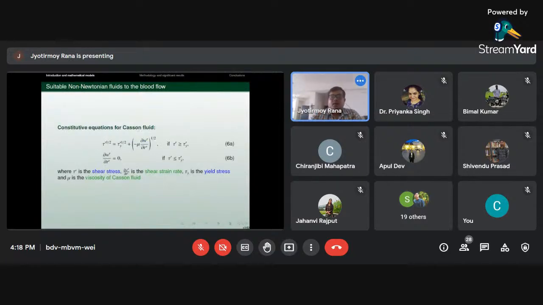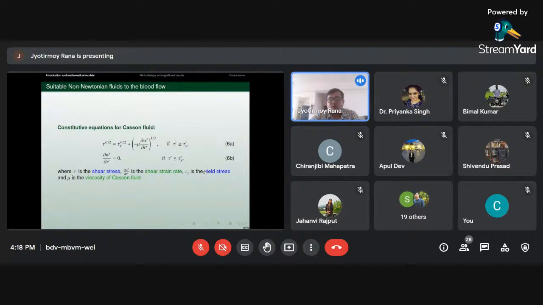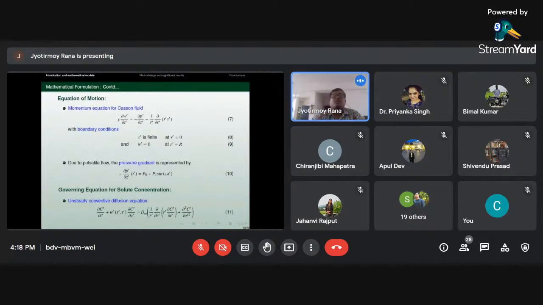Since here the blood is considered as a non-Newtonian Casson fluid, we have the constitutive equation given by this. And since the blood is treated as a single fluid, that's why it is known as the single phase blood flow model. You already know the constitutive equation for the Casson fluid. So now the momentum equation for the Casson fluid is given by this, with boundary conditions.